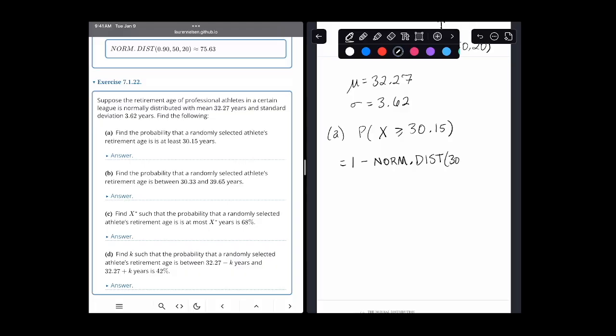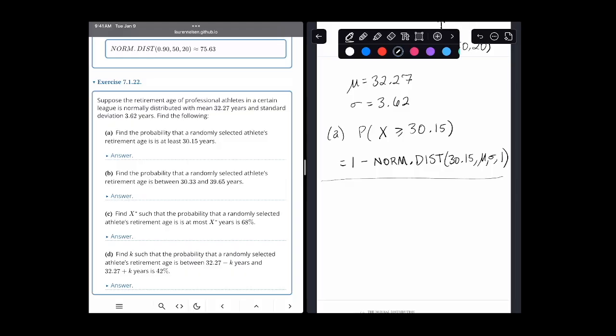And then we do 30.15, and then we would plug in our mean, our standard deviation, and true. And so I'll let you type all of that in and check your answer with the answers in the notes if you want to, and we'll just talk about how to set these up.